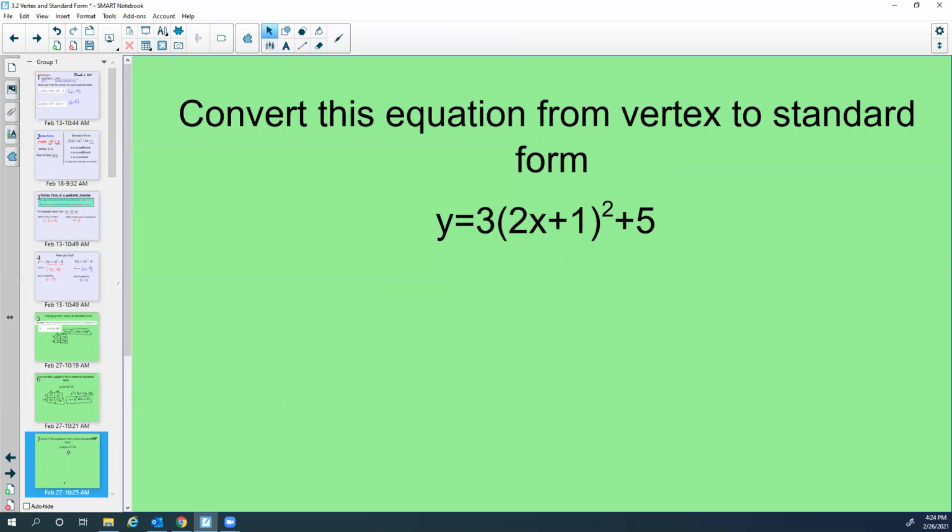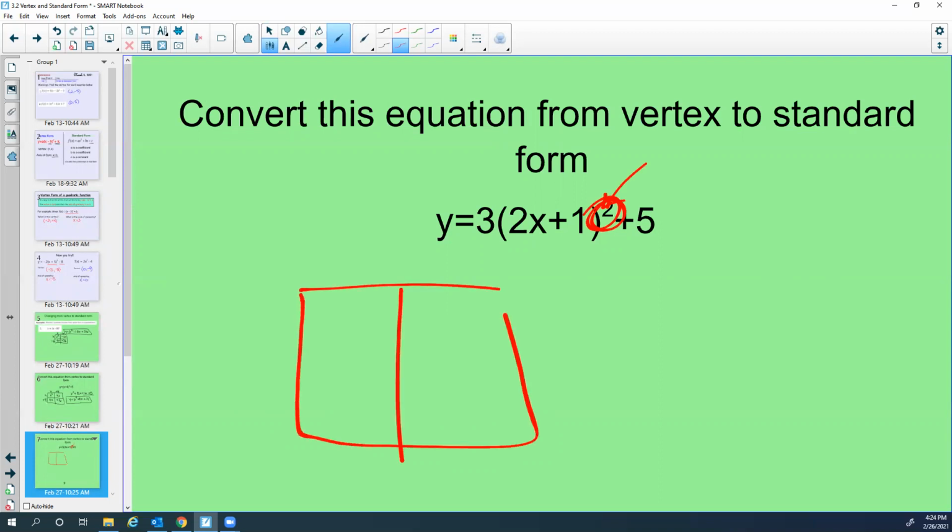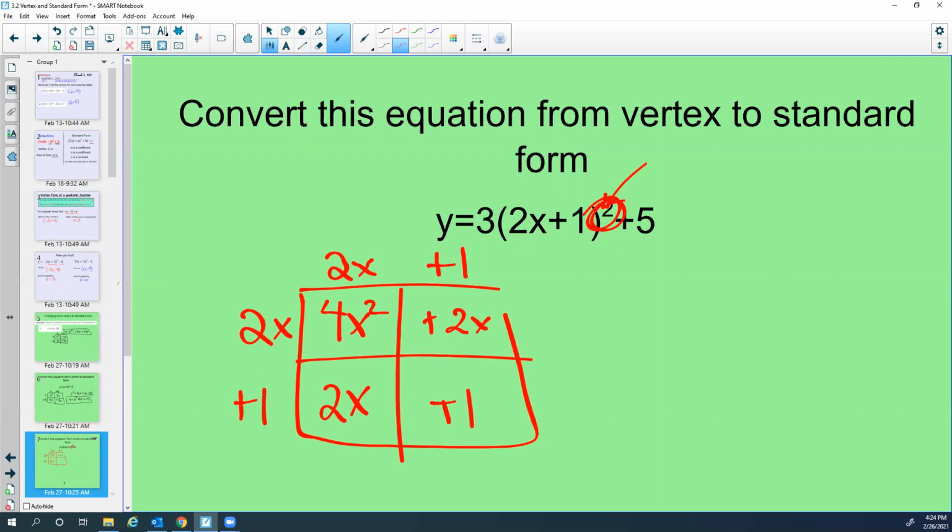So what about now? What do I do now? I see I have a 3 in front, and I see a plus 5 at the end. Well, we're still going to do the same thing. I'm going to deal with the parentheses first. This part first, my squared, my exponent. That is the first thing that I deal with. So I'm multiplying 2x plus 1 times 2x plus 1 to give me 4x squared plus 2x plus 2x plus 1. So now I have 3 times 4x squared plus 4x plus 1.